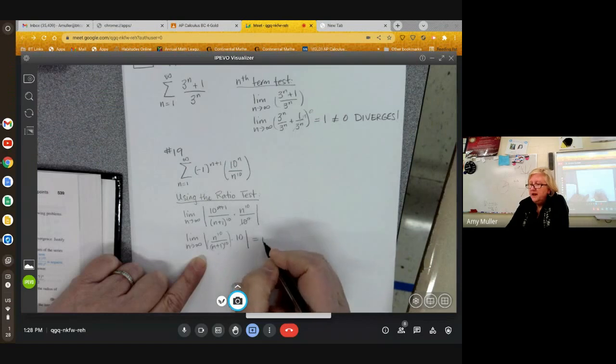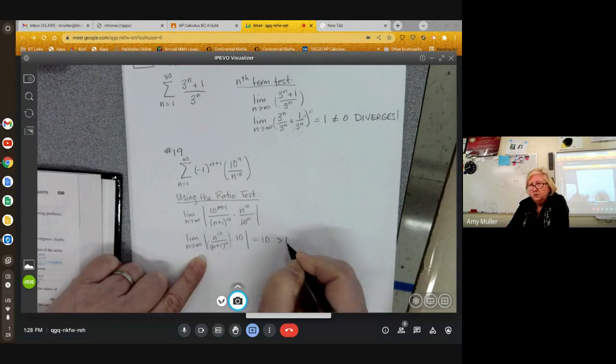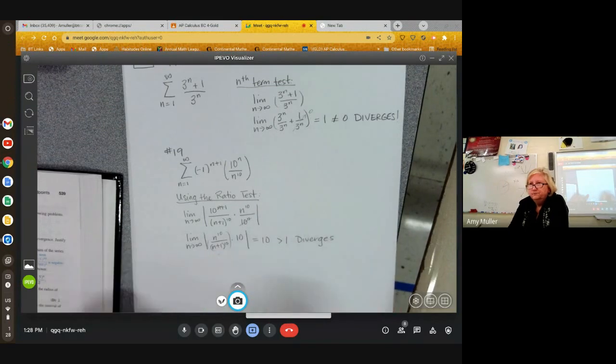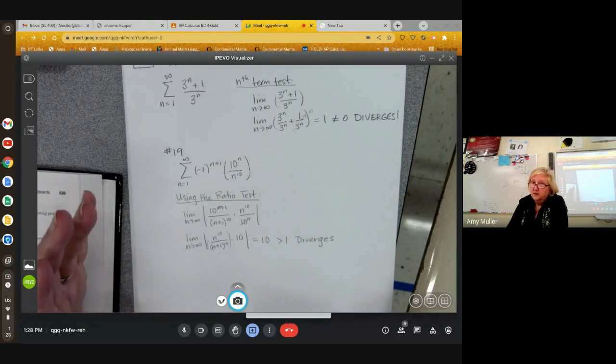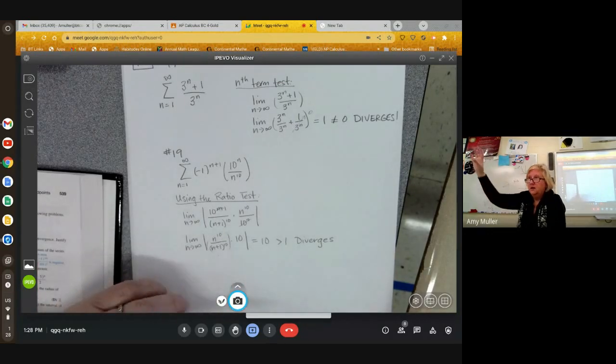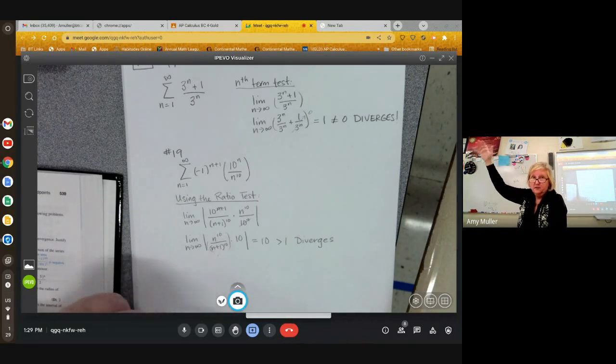So this is equal to 10, which is greater than 1, which means it diverges. Because if it's equal to 1, the ratio test doesn't work. It's inconclusive. If it's greater than 1, that means your numbers are getting bigger and bigger and bigger, right? Because the r is starting to behave like tens. So it diverges.